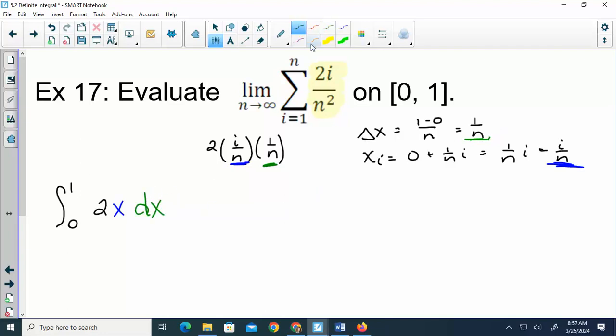So the original problem was just the integral from 0 to 1 of 2x dx. Can we do the antiderivative of that? What's the antiderivative of 2x? 0 to 1. And we get 1.